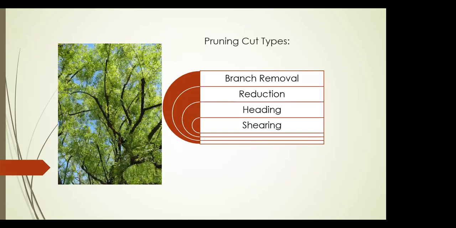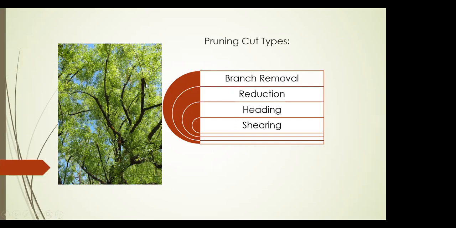I talked earlier about pruning cuts. So these are the four that are accepted in our industry. One's called branch removal, which used to be thinning. One's called reduction, which is when you remove the leader and leave a side branch. Another is called heading, and if the branch is small enough, heading is a viable way to prune, and then shearing is for topiary work.